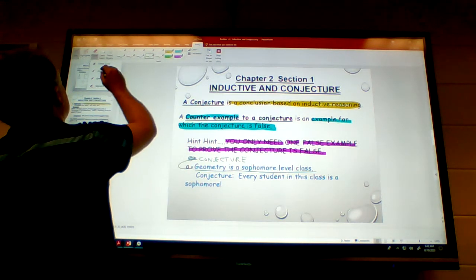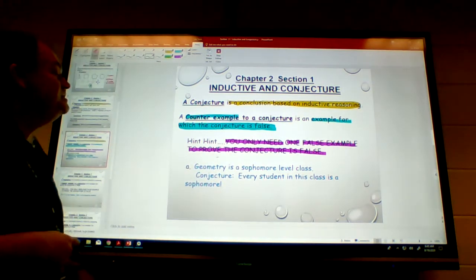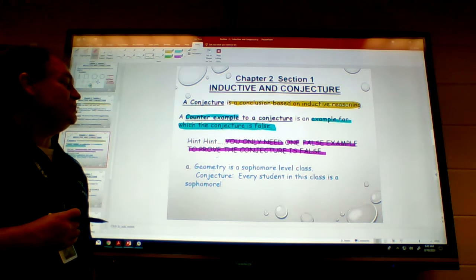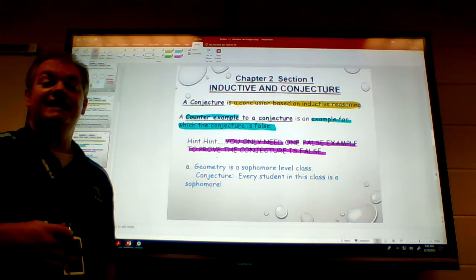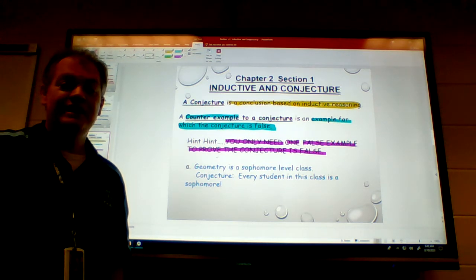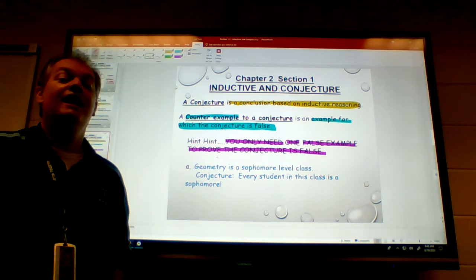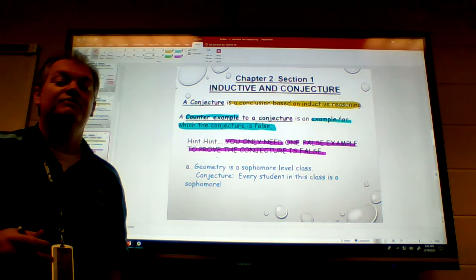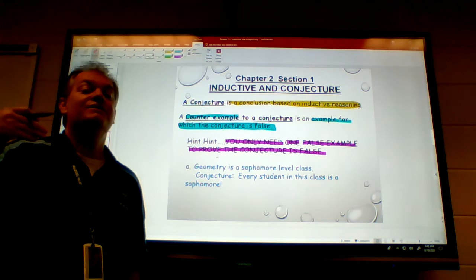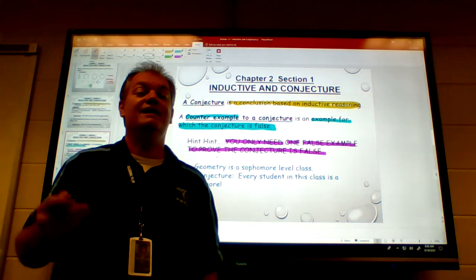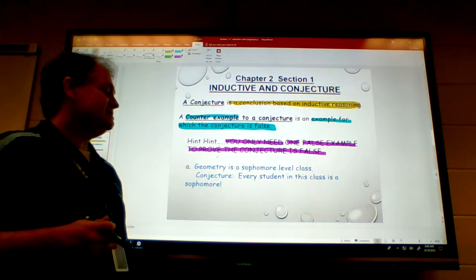Matter of fact, let me fix that real quick. All right. You see it right there. I missed it. So a statement is geometry is a sophomore level class. That is a true statement. So every student in this class is a sophomore. I would ask you, prove me wrong. A bunch of you would raise your hand. Some of you would say, I'm a freshman. That's a counterexample. Some of you might say, well, I'm a junior. That's a counterexample. So any student that is not a sophomore in this class is a counterexample to the statement that every student in this class is a sophomore.